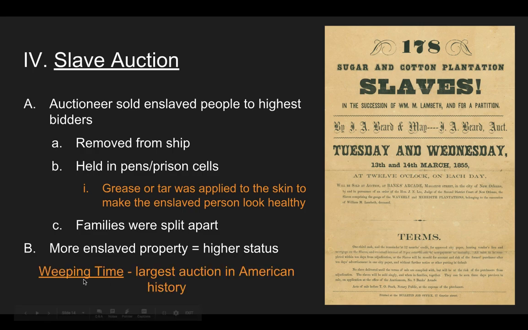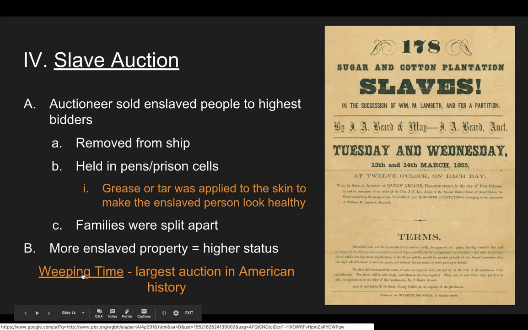You do not need to take a note on this, but this is called the Weeping Time, and this is the largest auction in American history, and in class we will take a look at this link to talk about the Weeping Time.